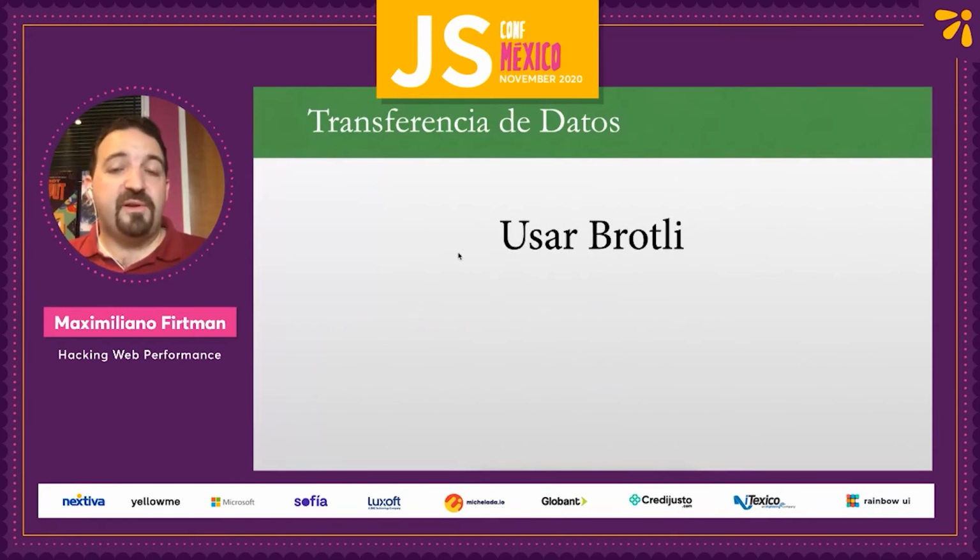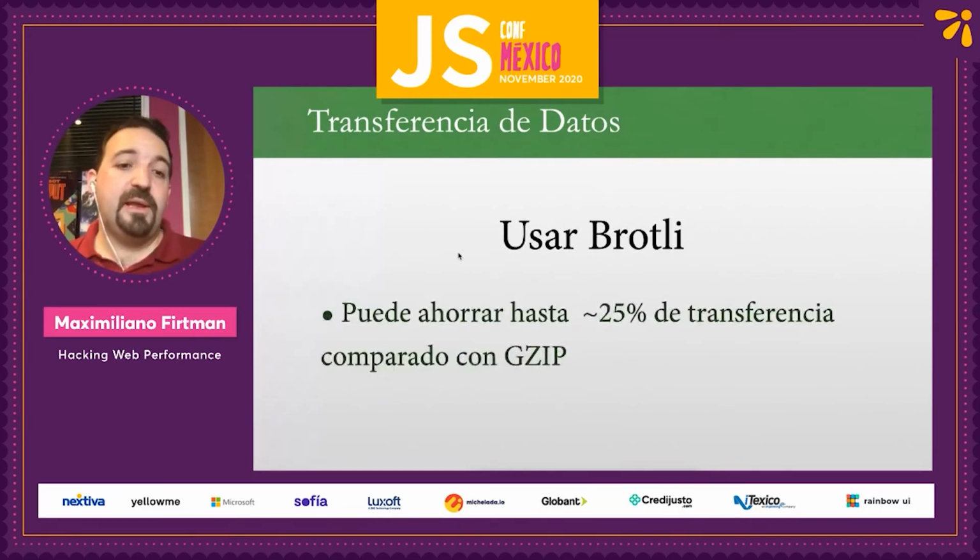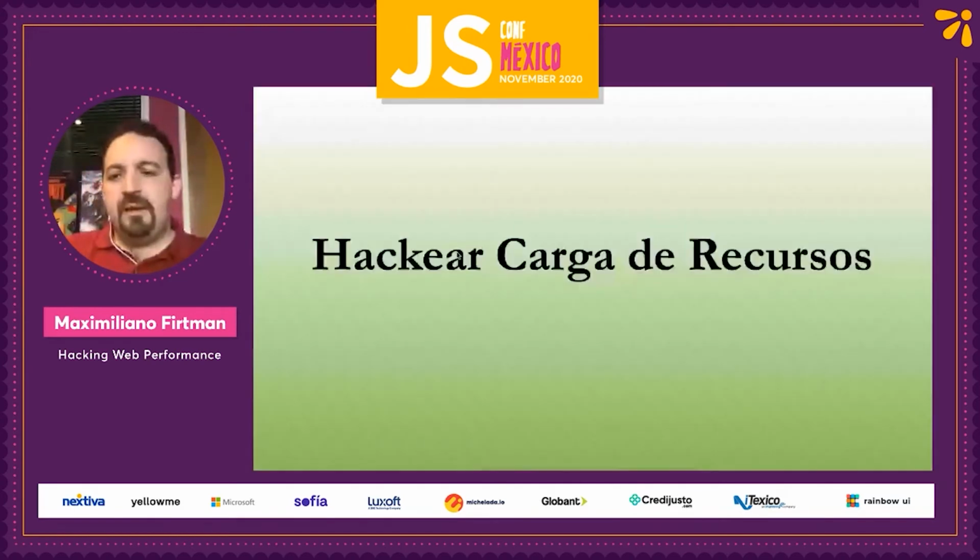Next is using Brotli. This is configured in the server. Brotli can save even 25% of transfer compared with gzip. This is a compression algorithm that allows this HTML, this 14.6 kibibytes, to have more content inside. So you need to verify that it is enabled in the server. If you have a service such as Cloudflare, you need to enable that.